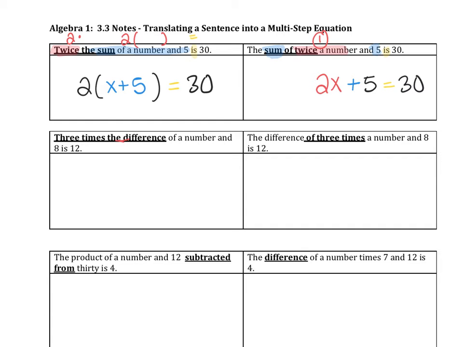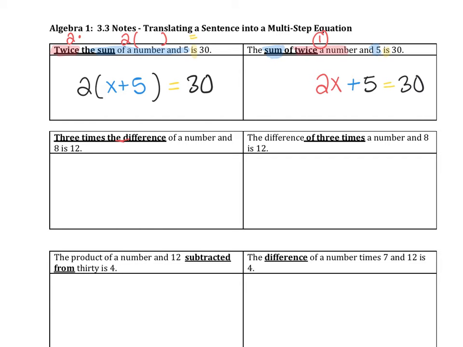So notice how these look different. If it says twice the sum, we're going to use parentheses and put 2 on the outside. If it says the sum of twice, you're going to do the twice part first, and then you're going to add the 5. So they look similar in words, but the switching of the words makes a huge difference. You have 2 separate equations. Okay, so let's look at the next one.